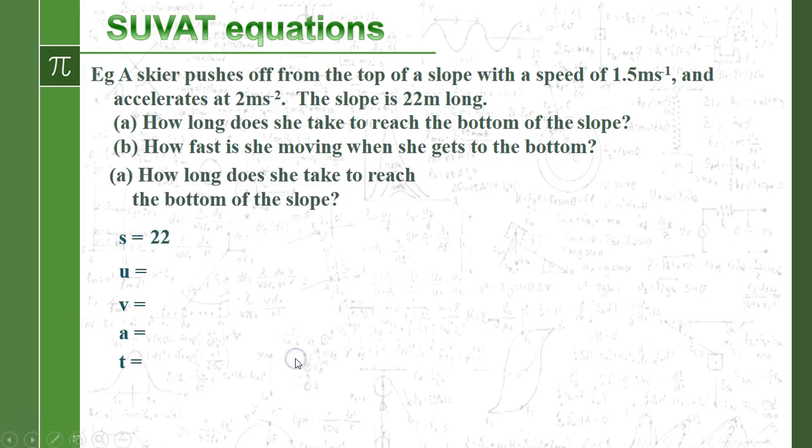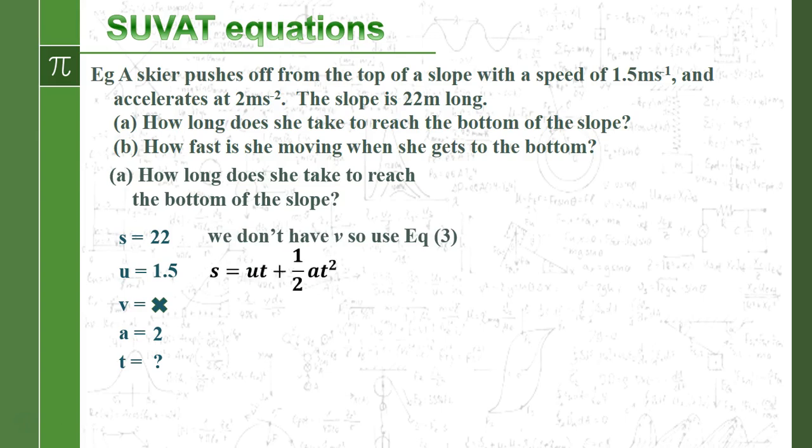SUVAT. So S we know is 22, U we're told is 1.5, V we don't know at the moment, A she accelerates at 2 metres per second squared, and T, how long does she take to reach the bottom of the slope? That's what we're trying to find. So there we go. So now again, let's have a little think. Can you work it out for yourself? Which is the equation that doesn't involve V? And hopefully you've realised it's S equals UT plus half AT squared.